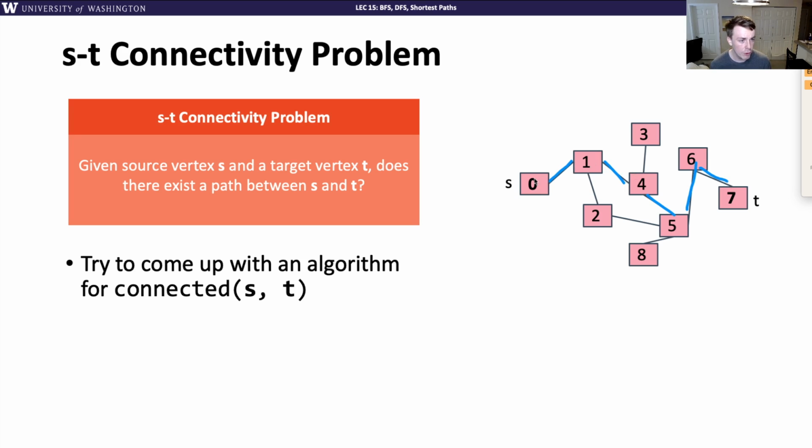And so you can actually break this problem down into somewhat smaller versions of that problem. For example, if you want to figure out if 0 and 7 are connected, that's the same as asking, are 1 and 7 connected? And there's an edge from 0 to 1, right? So if you knew how to solve the 1-7 connectivity problem in this example, then you could solve the 0-7 connectivity problem because there's an edge from 0 to 1.